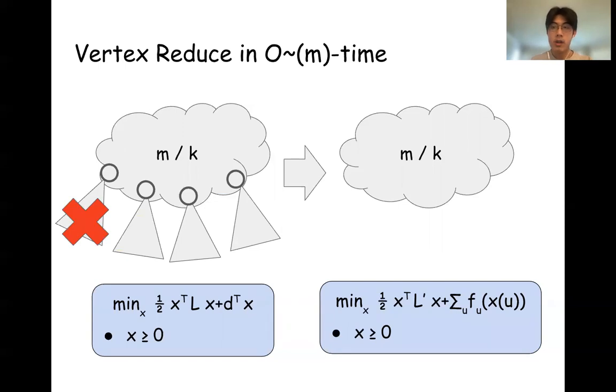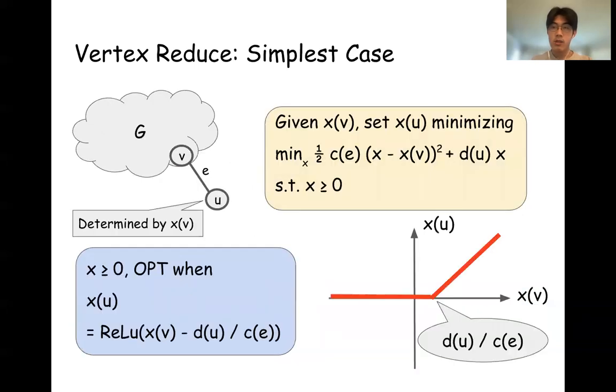This is done by iteratively removing the degree 1 vertices from the left-hand side graph. This means that all these trees are going to be removed, and the resulting graph is the n over k sized graph. The simplest case is to remove this degree 1 vertex, and by doing so, the first thing we want to do is to encode the cost on this degree 1 vertex u and its adjacent edge to its sole neighbor v.